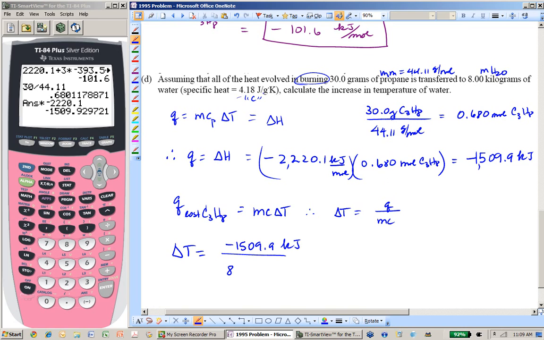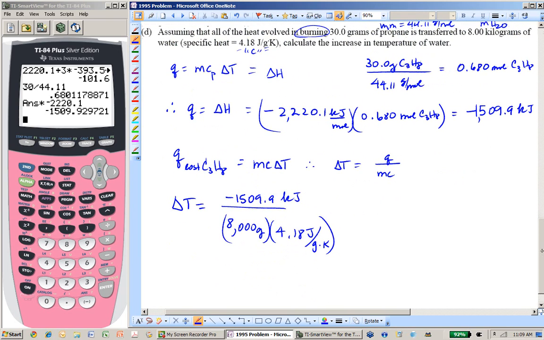Now, see how they gave me the C in grams? Yeah, you got to be on your toes with this stuff. So that's 8,000 grams, because I need my units to cancel. And so that's multiplied by the C value of 4.18 joules per gram Kelvin. And it doesn't matter if you do Celsius or Kelvin, because you're talking about a change, and the change on both scales is the same. All right, so we've got our negative 1509.9 sitting in the calculator, so let's simply divide that by this denominator of 8,000 times 4.18.